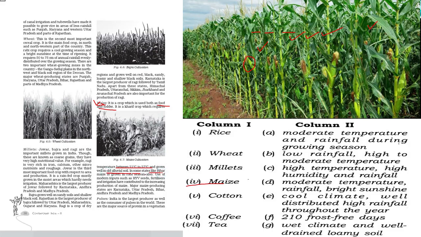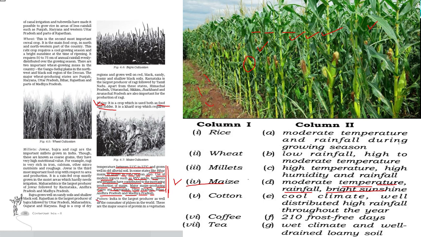In states like Bihar, maize is grown in Rabi season. Use of modern inputs such as high yielding variety seeds, fertilizer, irrigation have contributed to increasing production of maize. Major maize producing states are Karnataka, Uttar Pradesh, Bihar, Andhra Pradesh, Telangana, and Madhya Pradesh. So, if you are able to analyze, there is nothing much to be explained in this topic. Mainly the answer that is repeated again and again is: what is the rainfall requirement for that particular crop, what is the temperature requirement, in which states it is grown, and what is the soil type required to grow these crops.